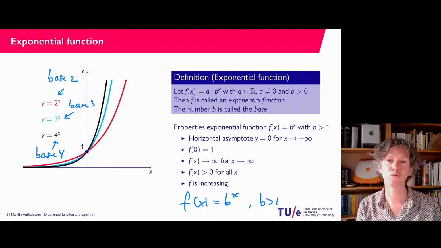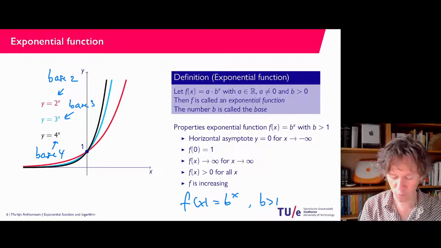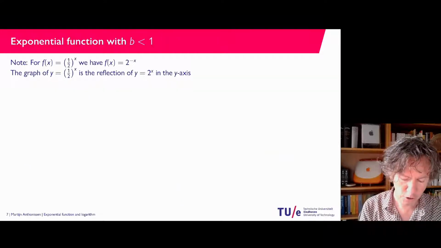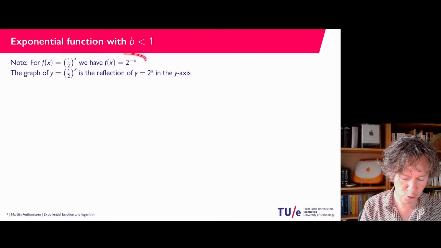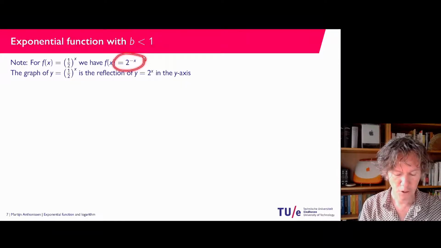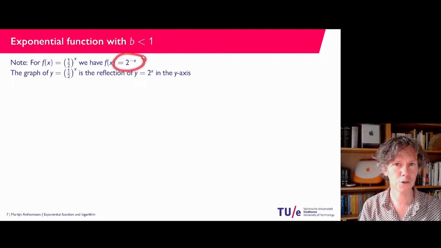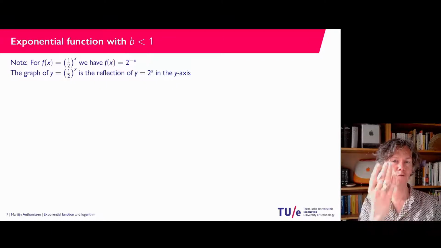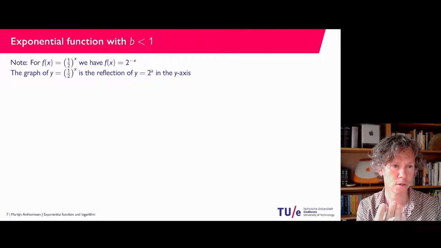For instance, a half to the power x. Well, you can easily find out what they are, because if I take that example, a half to the power x, I can rewrite that with the rules we have seen for powers as 2 to the power minus x. So we have already seen what 2 to the power x looks like. And then if you replace x by minus x, it means that you're flipping in the vertical axis. So you just mirror the function in the y-axis, and then you have the graph.